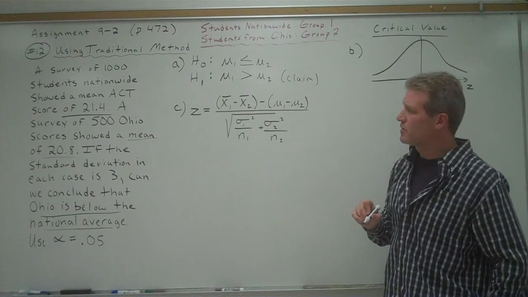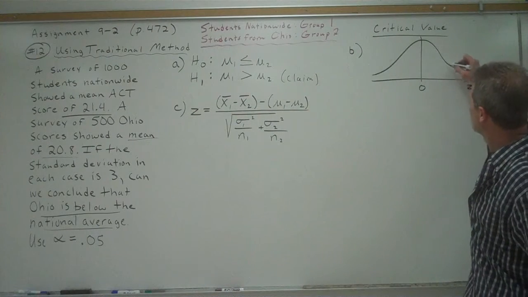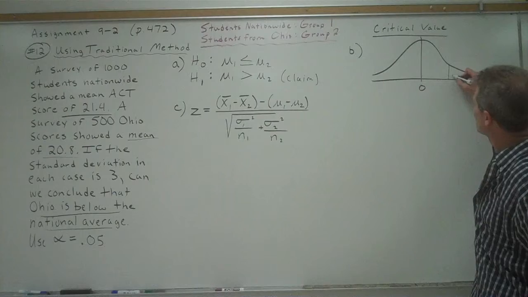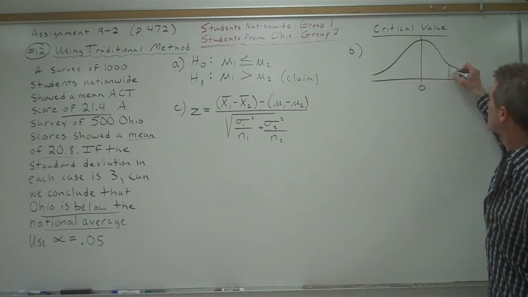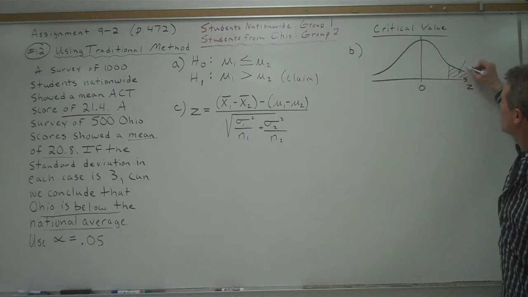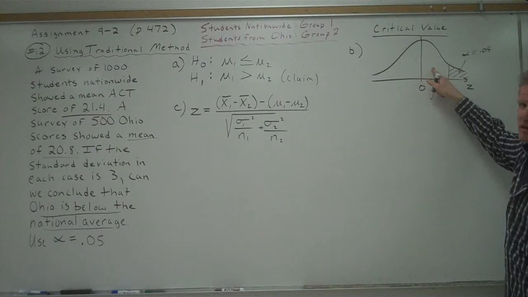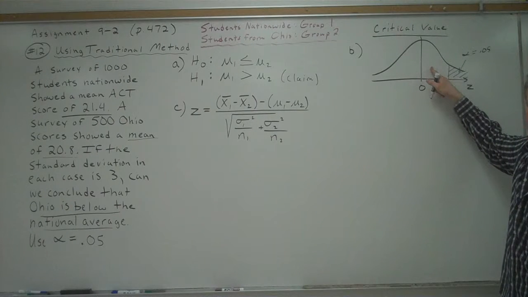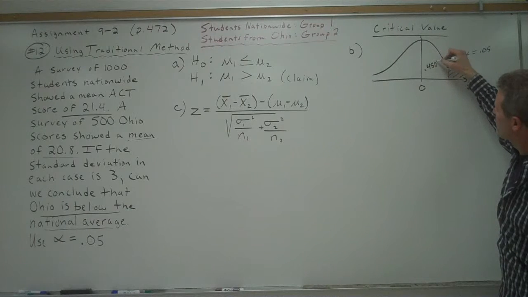Next step would be to go to finding our critical values. So our critical values, if alpha is 0.05, we would look at this symbol. Notice that it's right tail. So alpha is this right tail right here, which makes this area right here 0.45. Remember, you do 0.5 minus 0.05 to get this number, 0.4500.